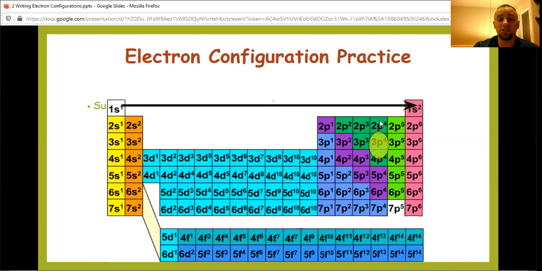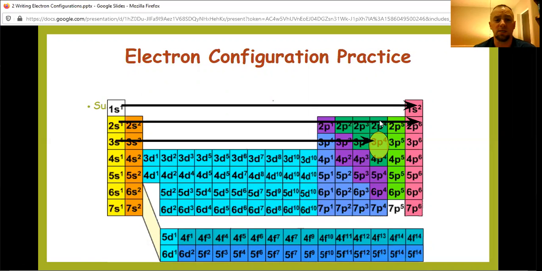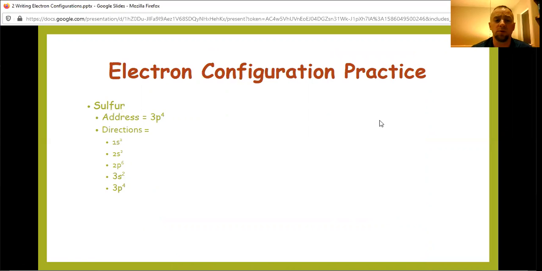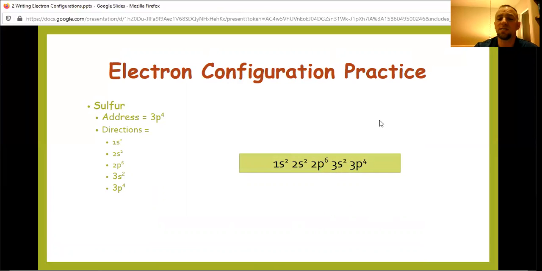And then our directions to get there, again, we just read across the periodic table, filling up each of the orbitals to get to 3p4. So sulfur then, the address is 3p4, our directions to get there: 1s2, 2s2, 2p6, 3s2, and 3p4. Again, we can add up all of those electrons, 16 electrons, so sulfur should have 16 electrons, and it does. And so this is how we would write out that entire electron configuration for sulfur.